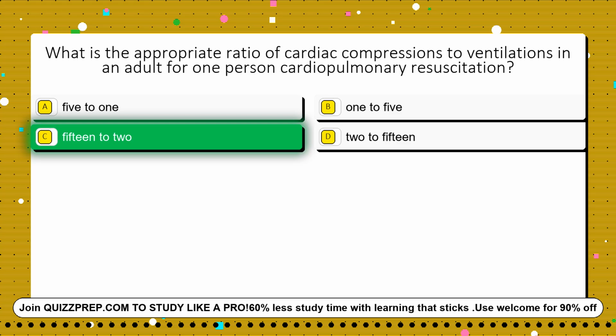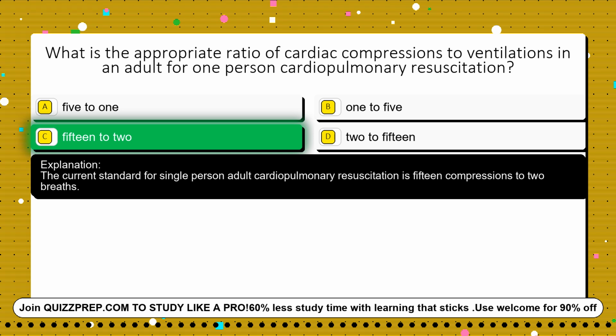The correct answer is option C, 15 to 2. The current standard for single-person adult cardiopulmonary resuscitation is 15 compressions to 2 breaths.